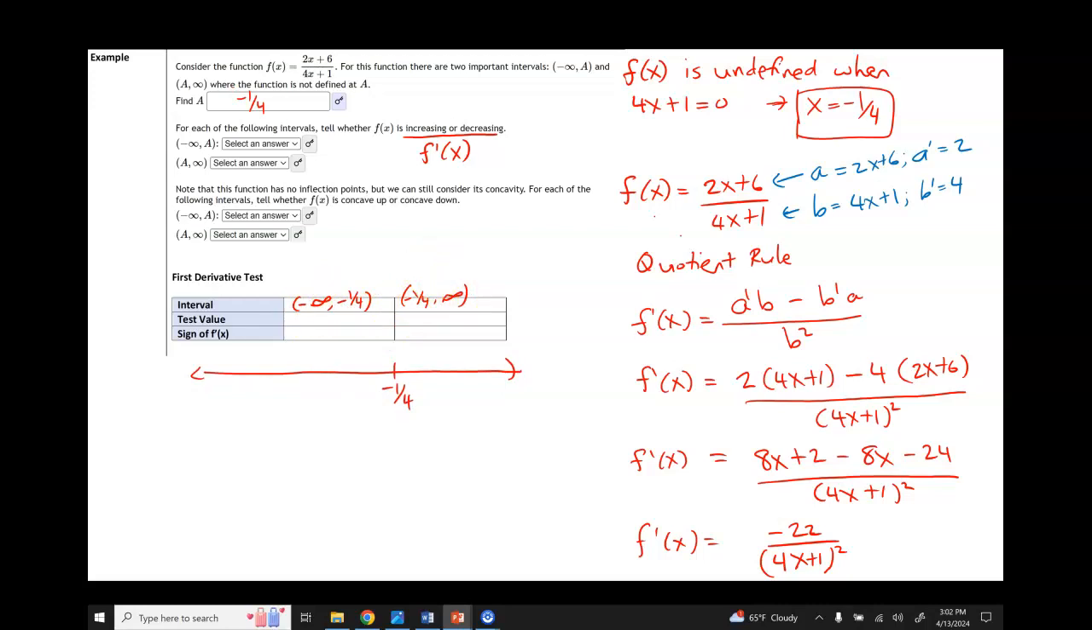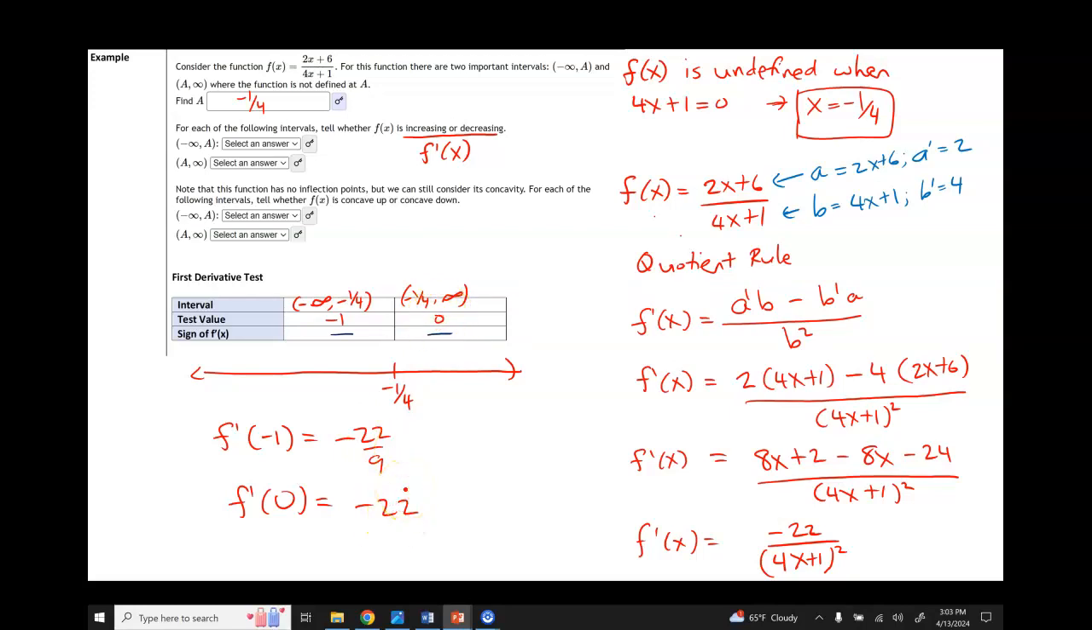If I'm looking for increasing, decreasing, then I'm using my first derivative. So my test value, I can pick anything to the left of negative 1/4, so I pick negative 1. And for my second test value, I pick anything to the right of negative 1/4, I pick 0, but you could pick any number. I'm going to plug those into the first derivative for increasing, decreasing. If I plug in negative 1 for x in my first derivative, I get a negative answer, negative 22 over 9. And if I plug in my second test point, which is 0, I'm going to get negative 22.